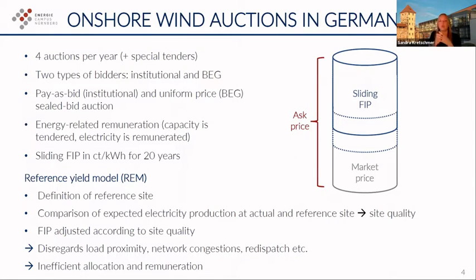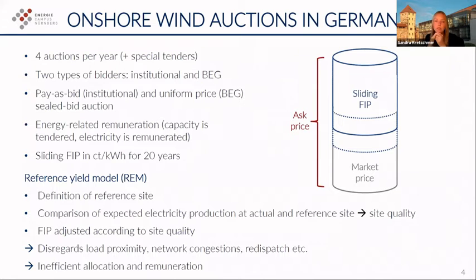So, for example, if I want to build a wind power plant somewhere and I see that the site might have only 80% site quality, because it's maybe less windy than the reference site, in this case my feed-in premium would be adjusted upwards. And if I plan to build my wind plant at a very, very windy site, which is even more windy than the reference site, my awarded feed-in premium will be adjusted downwards.